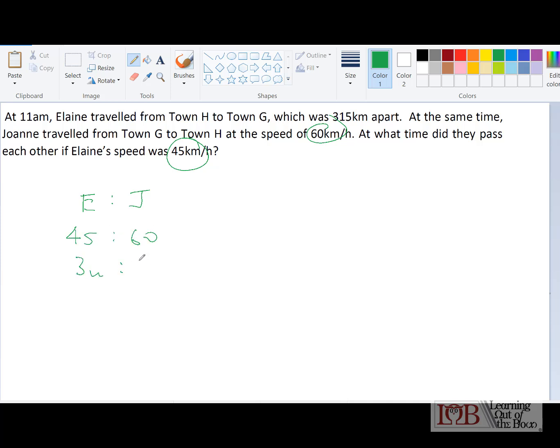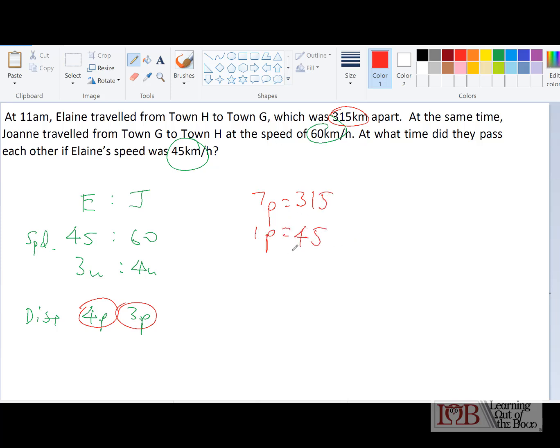So E is to J, so we have 45 is to 60. Simplest form will be 3u is to 4u. Yeah, so divided by 15. Okay, so distance wise will be 4 parts to 3 parts, indirect proportion. So in this case, a total of 315 km. So that means that when they pass each other and they are traveling towards each other, they will have covered both. Yeah, so we are talking about 7 parts equals 315, and 1 part equals 45.